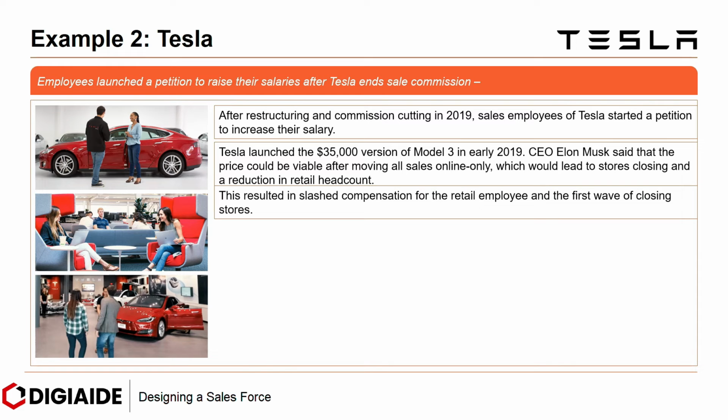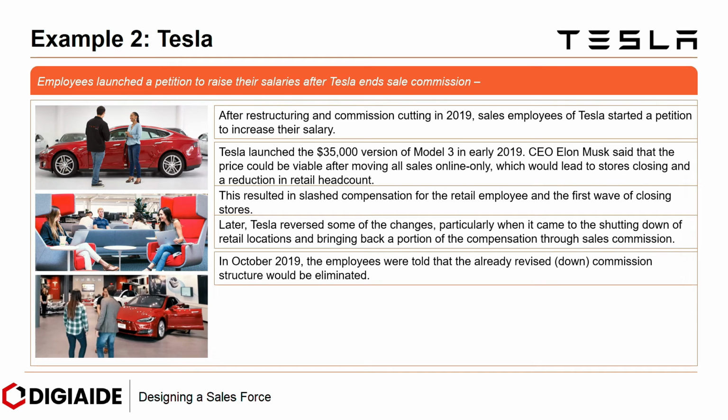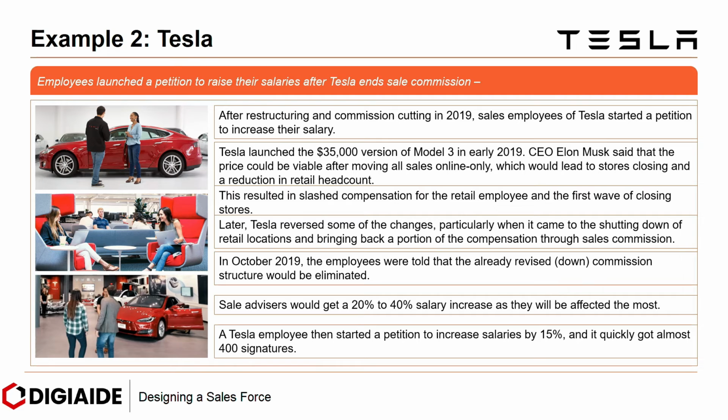This resulted in slashed compensation for the retail employees and the first wave of closing stores. Later, Tesla reversed some of the changes, particularly when it came to shutting down the retail locations and bringing back a portion of the compensation through sales commission. In October 2019, the employees were told that their already revised down commission structure would be eliminated. Sales advisors would get a 20 to 40% salary increase as they would be affected the most. A Tesla employee then started a petition to increase salary by 50% and it quickly got almost 400 signatures.